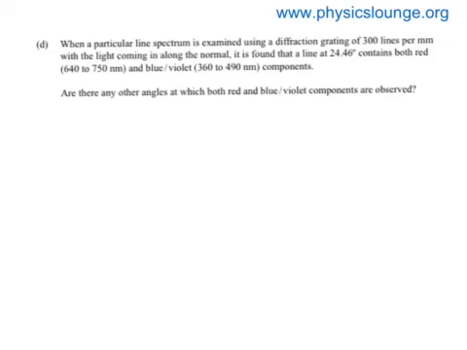Question 5D from the 2009 paper. We've got a particular line spectrum examined using a diffraction grating, 300 lines per millimetre, with the light coming in along the normal, so straight along. It's found that a line at 24.46 degrees contains both red and blue-violet components. We need to find out if there are any other angles at which both red and blue-violet components are observed. So this could be a bit of a tricky question.